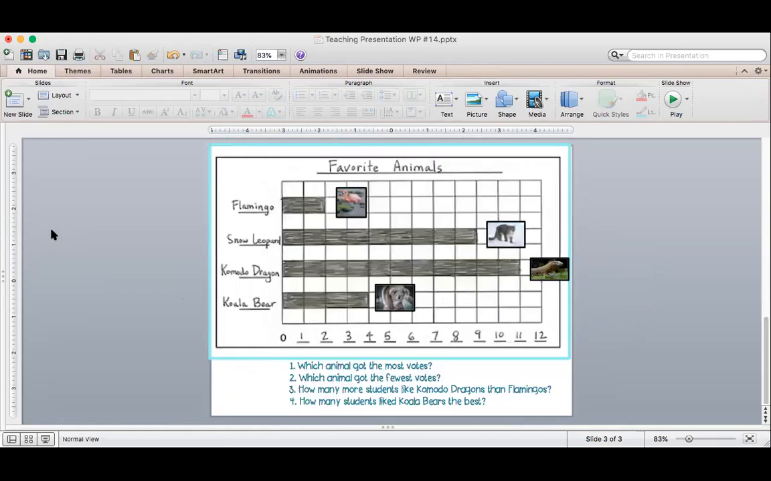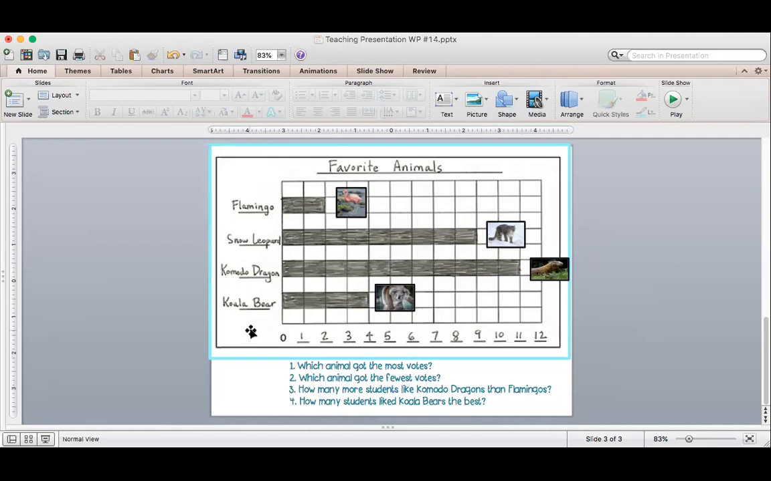Now we're going to go to our last slide, which is back to the original bar graph that I want you to use to answer some questions on your own. I put little pictures here of the animals to help you remember. So this is the chart about favorite animals. We have the bar graph. The bar for flamingos is right here. The bar for snow leopards is here. The bar for Komodo dragons is third, and the last one is the bar for koala bears.